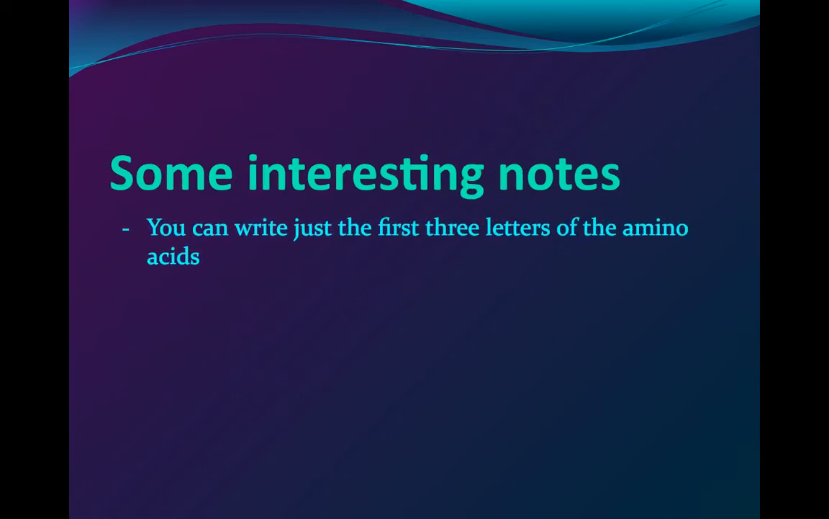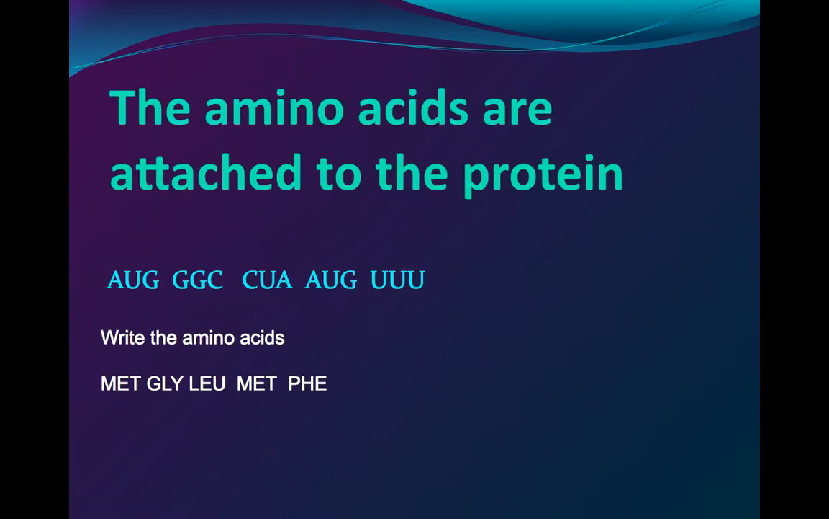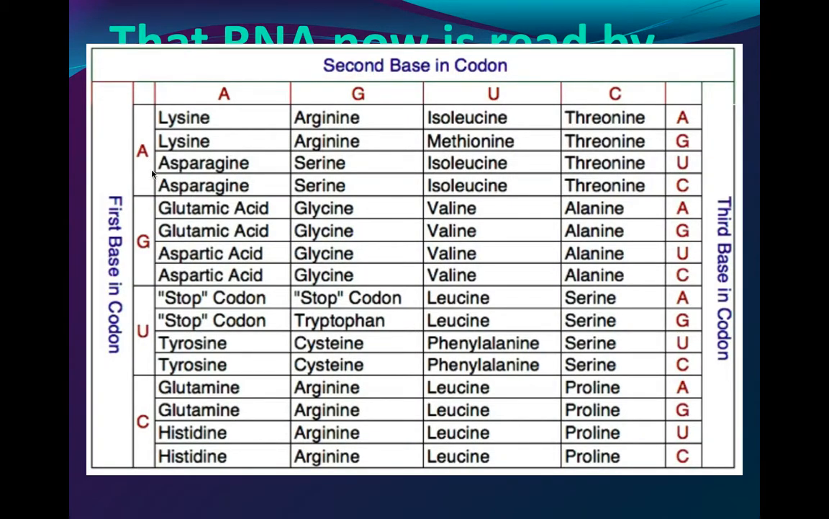All right, a few things. Like I said, just write the first 3 letters of the amino acids. Otherwise, it takes forever to write the full things. They're huge. There's a few exceptions, and you might want to jot these down. So asparagine, glutamine, and isoleucine, and I'll show you why. So if I go back, here's asparagine. It's ASN. The reason it's not ASP is because there's another amino acid right here, aspartic acid, that starts with ASP, so that one gets to be ASP. So this one's ASN.